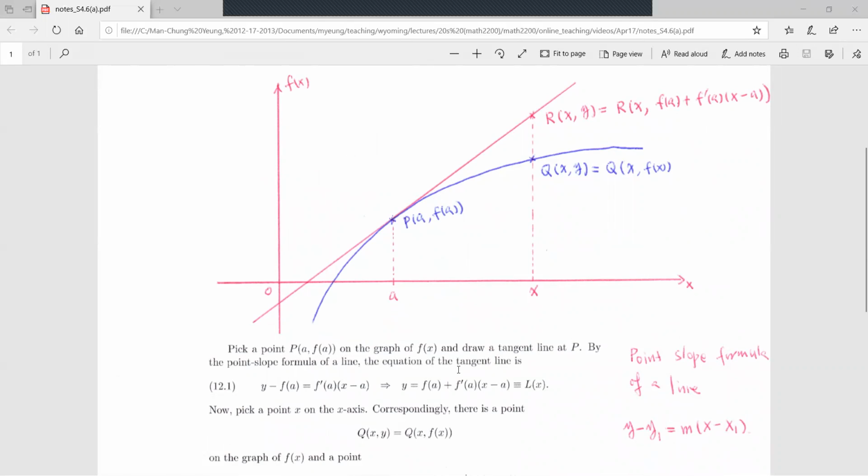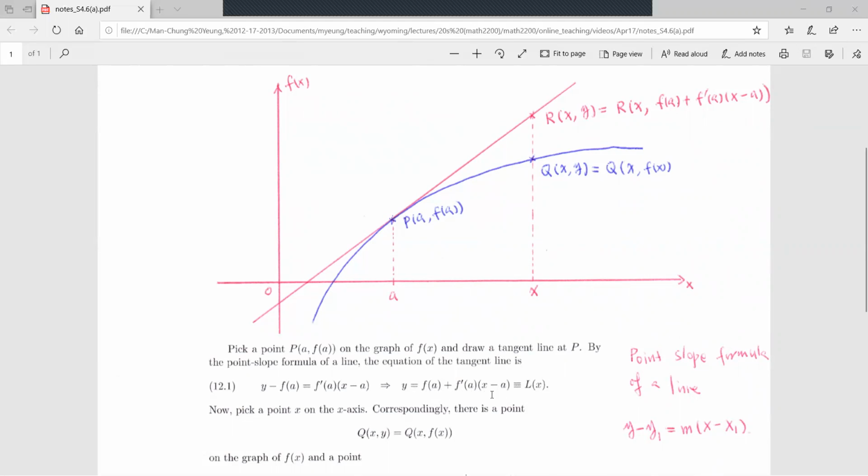The equation of the tangent line is y minus y1. y1 now is the y coordinate of point P, f of a. It is equal to the slope, the derivative at a, times parenthesis x minus x1. x1 is the x coordinate of point P. I move this number f of a to the right side, then I get this tangent line equation.